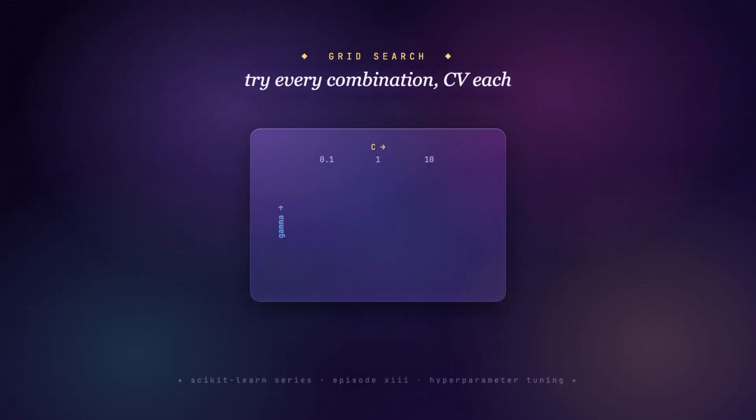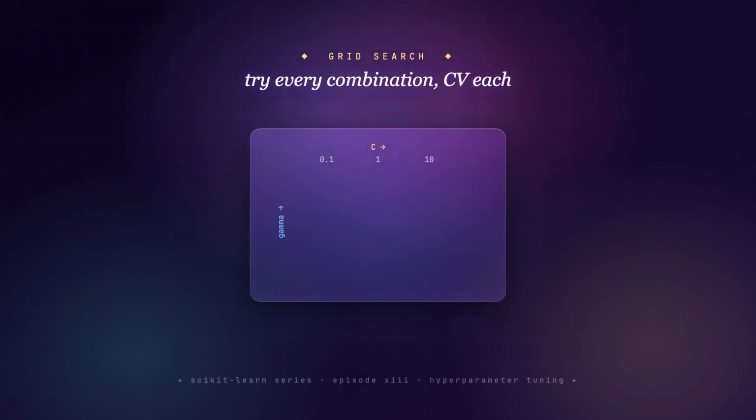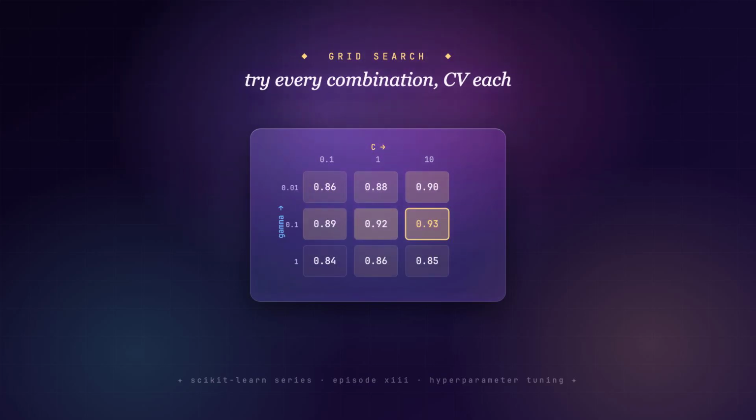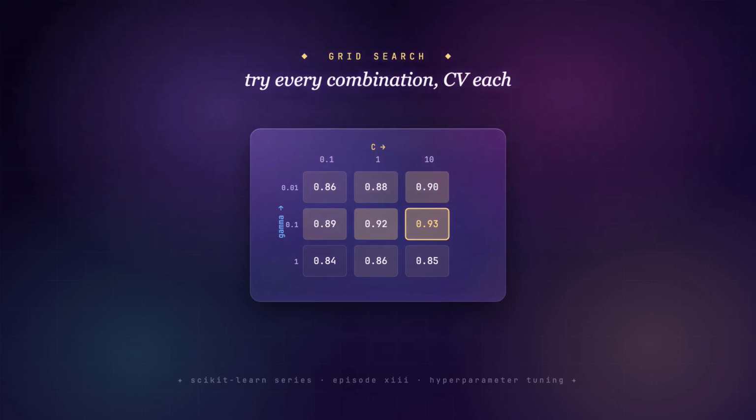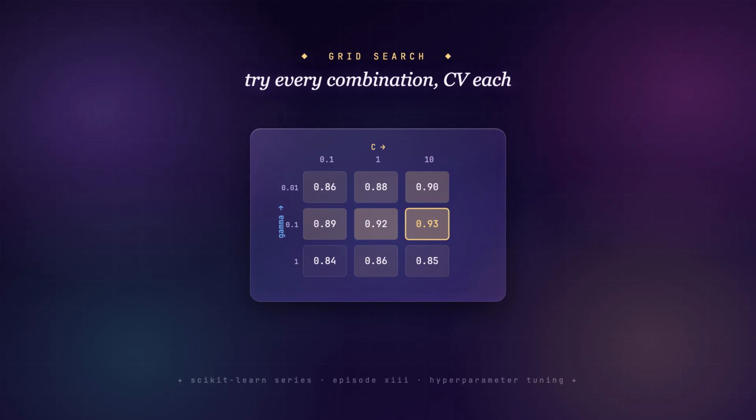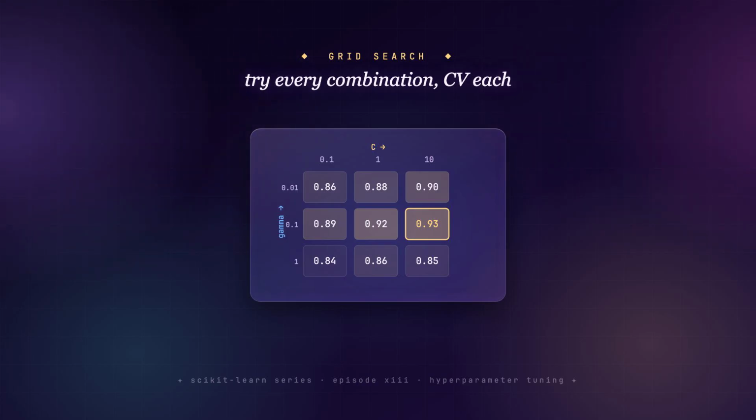Grid search is that disciplined version. You lay out a grid of values to try for each hyperparameter. The search then trains a model for every single combination on that grid, cross-validates each one, and keeps the combination with the best average score. Exhaustive and completely fair.